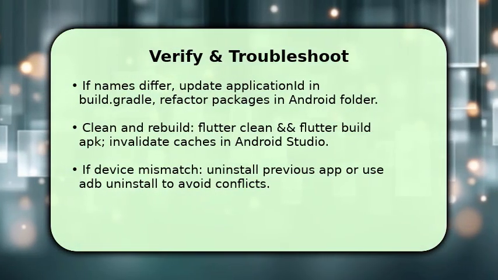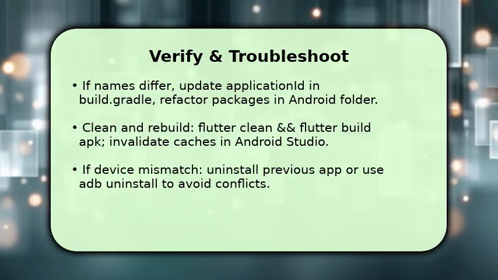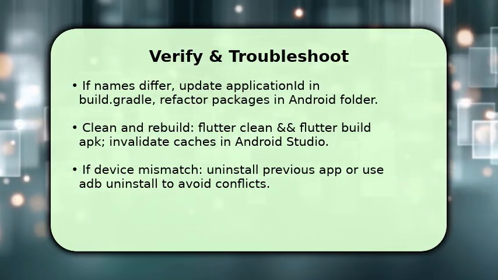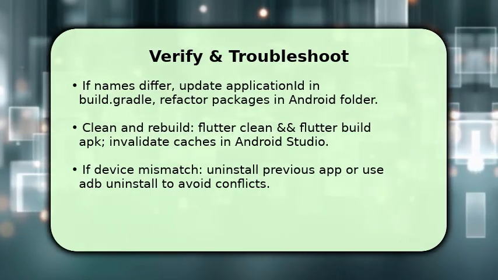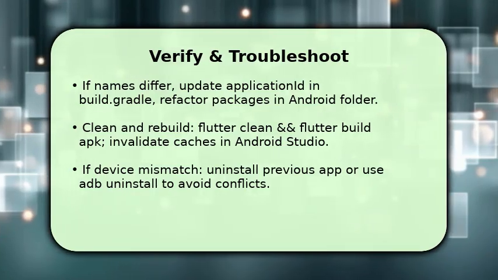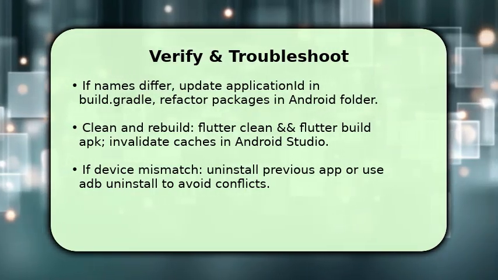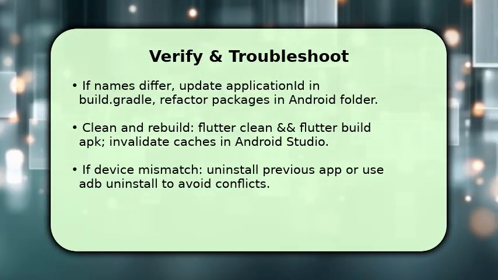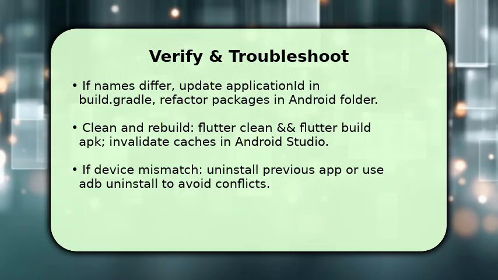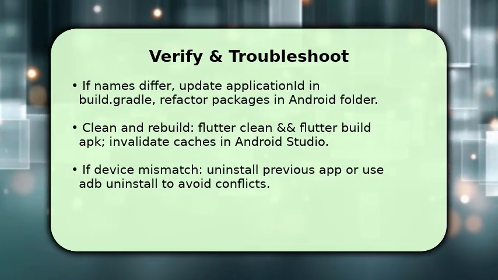Finally, reconcile any differences and verify on device. If the application ID and manifest package differ, change the application ID in Android/app/build.gradle and refactor package folders in android/src if you need source-level changes, then run flutter clean and rebuild. Once rebuilt, install and check with adb shell pm list packages.